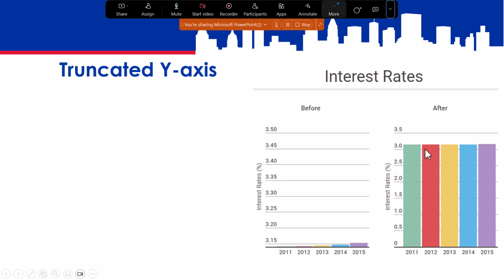This is probably 3.2. This might be 3.23 or something like that. So that's one way they try to fool you, with a truncated y-axis. They're starting at 3.15 and just going up by 0.05, but they're already at this point instead of starting at 0. Graphically and visually, that looks more significant than what it really is.